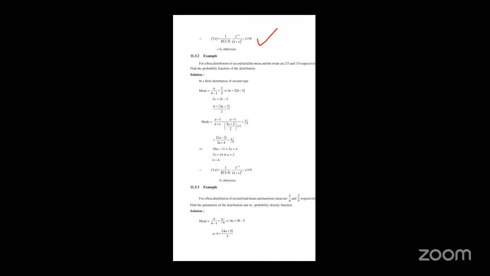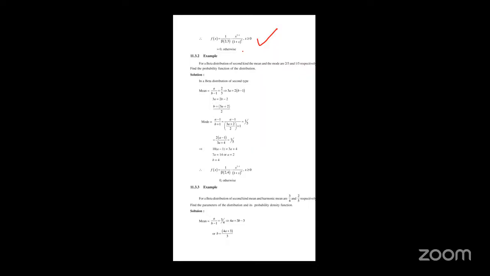See, we got the same answer, right? So f of x is equal to 1 by beta of 2 comma 3 into x power 2 minus 1 by 1 plus x whole power 5, where x is greater than or equal to 0. We'll not take less than 0.